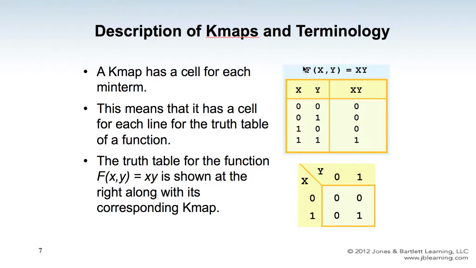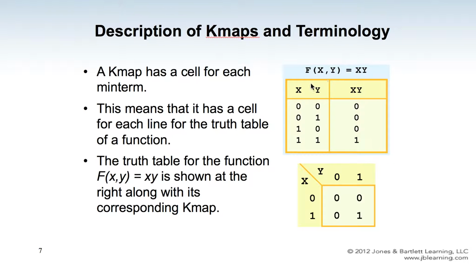The Boolean function f of x, y equal to xy has the truth table right here. The truth table represents the different values of the inputs x and y, and the outputs of the function f equals xy. With the given function, you can see that the value of the function f of x, y equals 1 only when x equals y equals 1. So basically, that's the AND function of x and y.